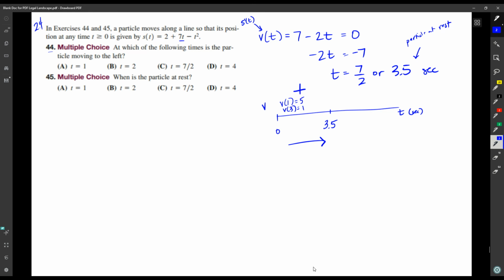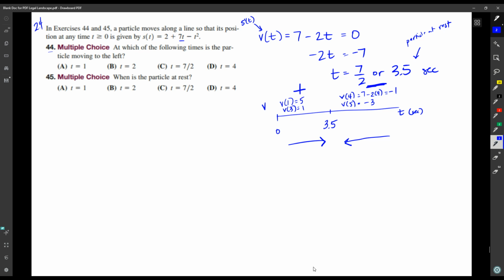Now, after second 3.5, we have seconds such as 4, 5, and 6. Let's give them a test. What is the velocity at second 4? So this would be 7 minus 2 times 4, 7 minus 8, which is negative 1. Another would be v of 5. So that'd be 7 minus 10, or negative 3. Either way, the velocity is negative to the right of second 3.5, which means our particle is moving left. So any time that's after second 3.5 is going to be a time when the particle moves left.